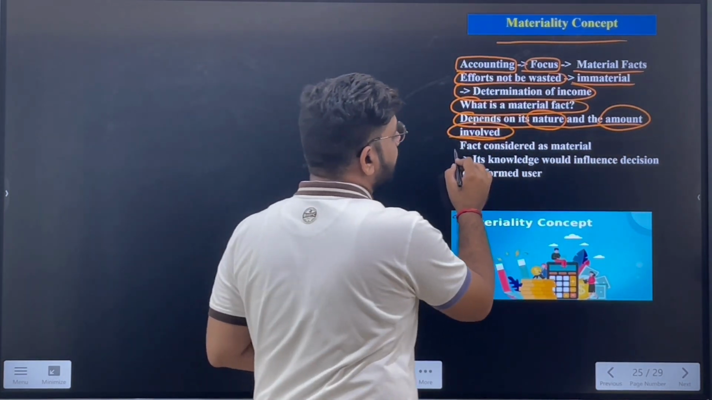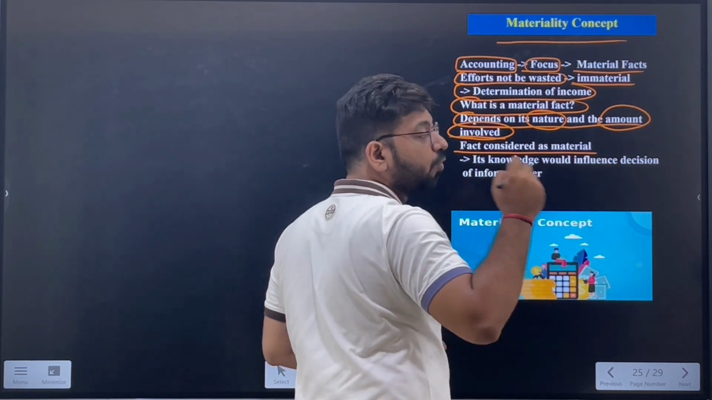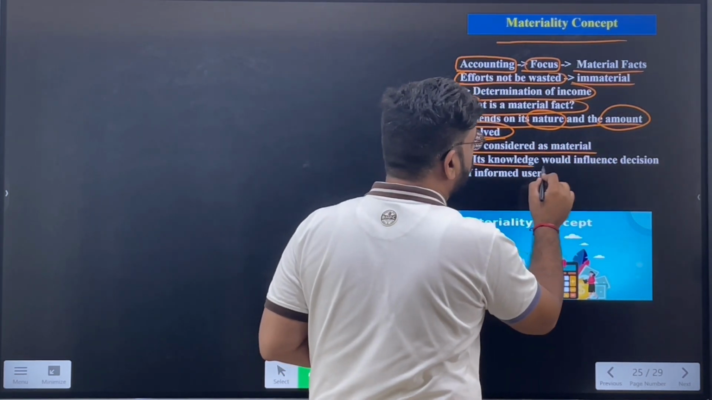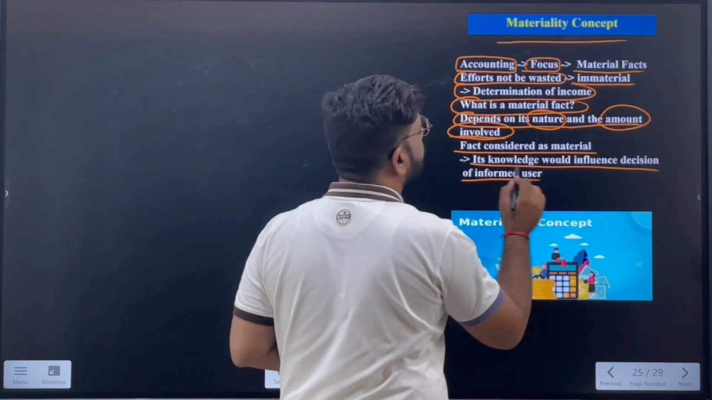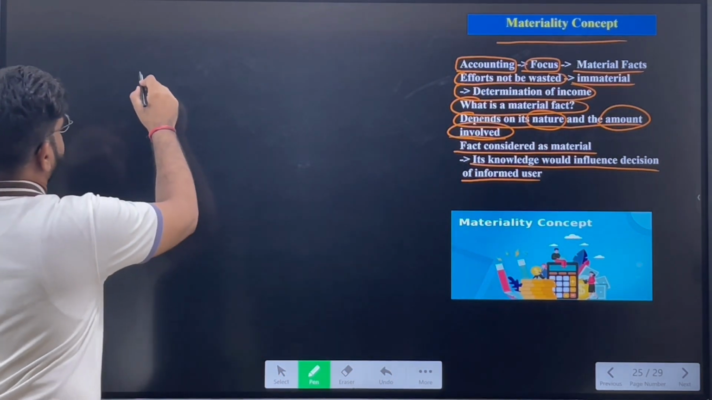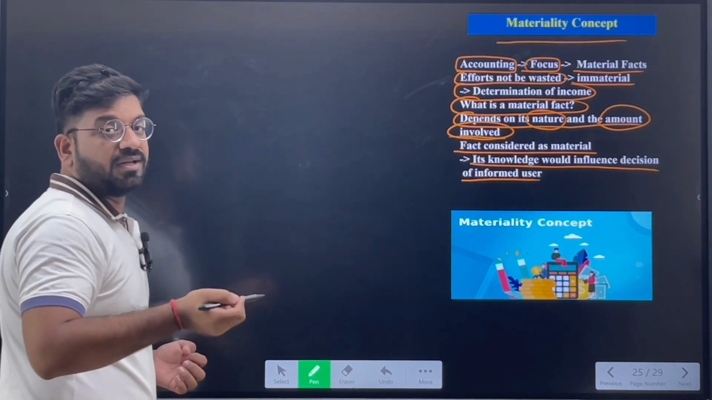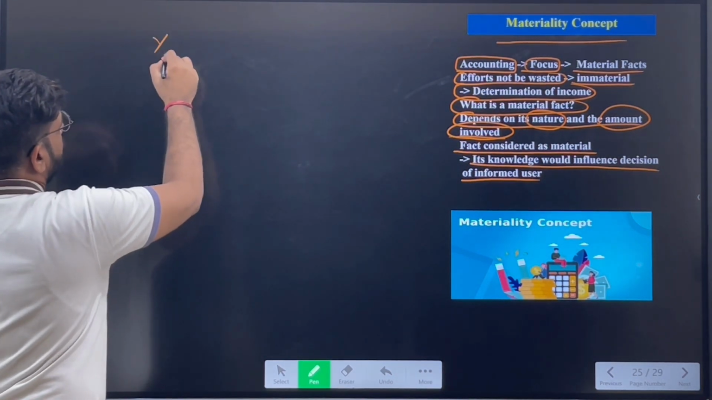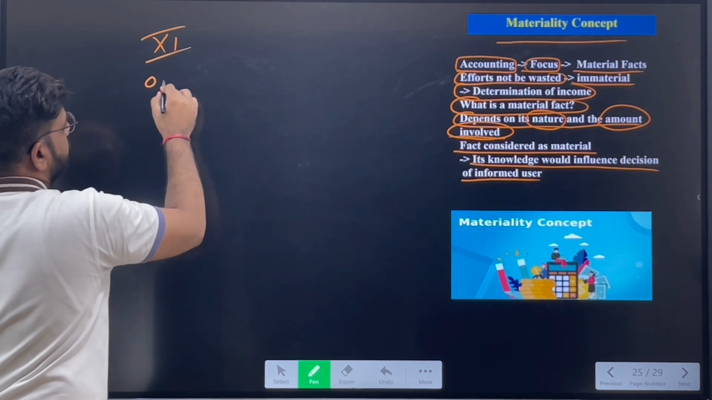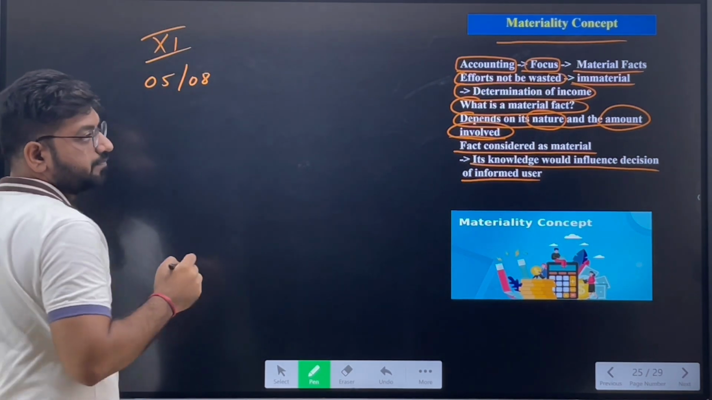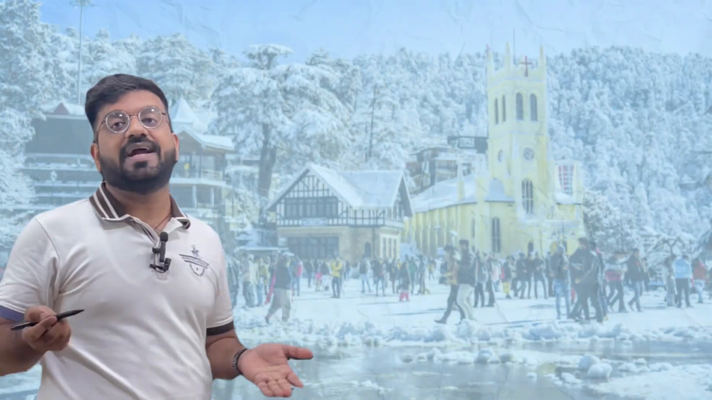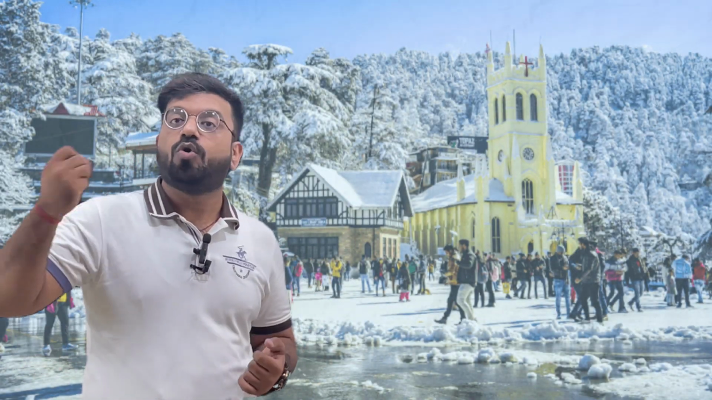Next, a fact is considered material if its knowledge would influence the decision of informed users. For example, just as the information I gave you as the material fact, I told you that your 11th examinations will commence from 5th of August. Then only you will be able to decide whether to start studying right away, or whether you have time, or if you were planning to go outside the station, whether you should go or not.